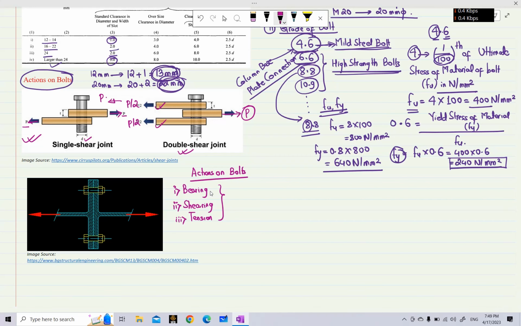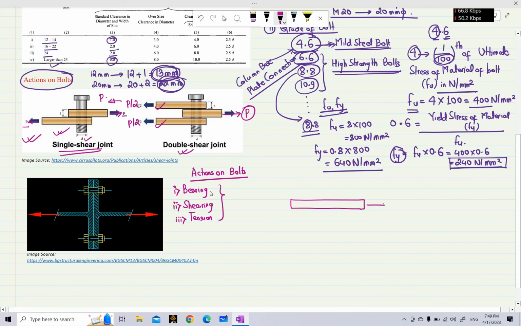So let us consider first this single shear joint. We will see what a single shear joint is. Let us consider this first diagram here. Let me make the diagram. So this is the first diagram here, and suppose that, okay, let me draw it with a solid line for now, although it may not be visible. So this is our first diagram.